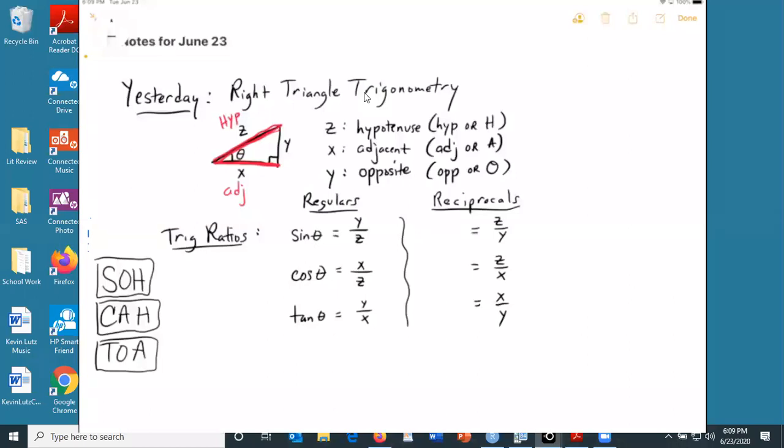Can you remember their names? So maybe see if you can fill in the blanks here on the left side. Which name do we give this first reciprocal? What name do we give the second reciprocal? And what name do we give the third reciprocal? See if you can remember that.